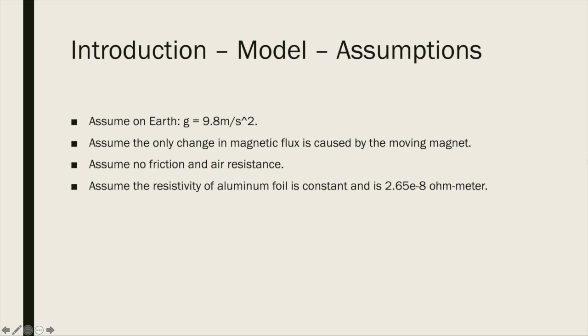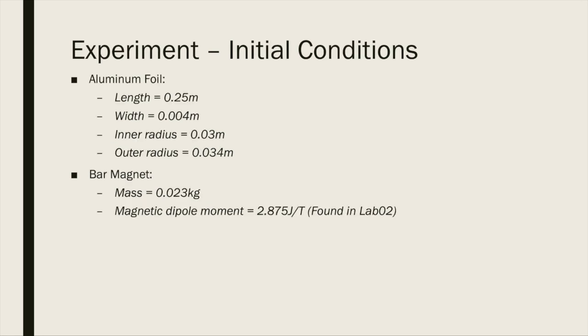We assume the experiment is done on Earth, meaning gravity is 9.8 meters per second squared. We assume that the only change in magnetic flux is caused by the moving magnet. We assume there's no friction and no air resistance. Finally, we assume that the resistivity of aluminum foil is constant. Here are the initial conditions for the experiment.